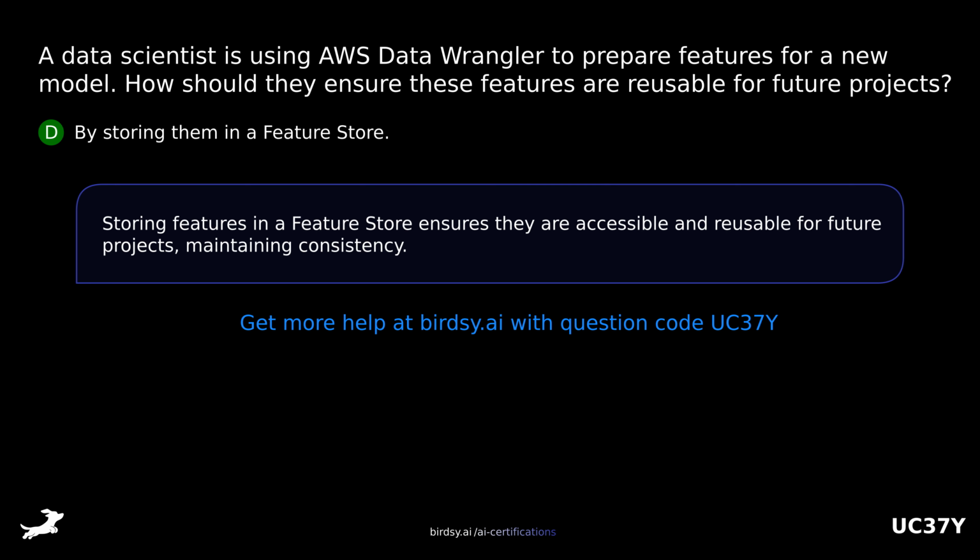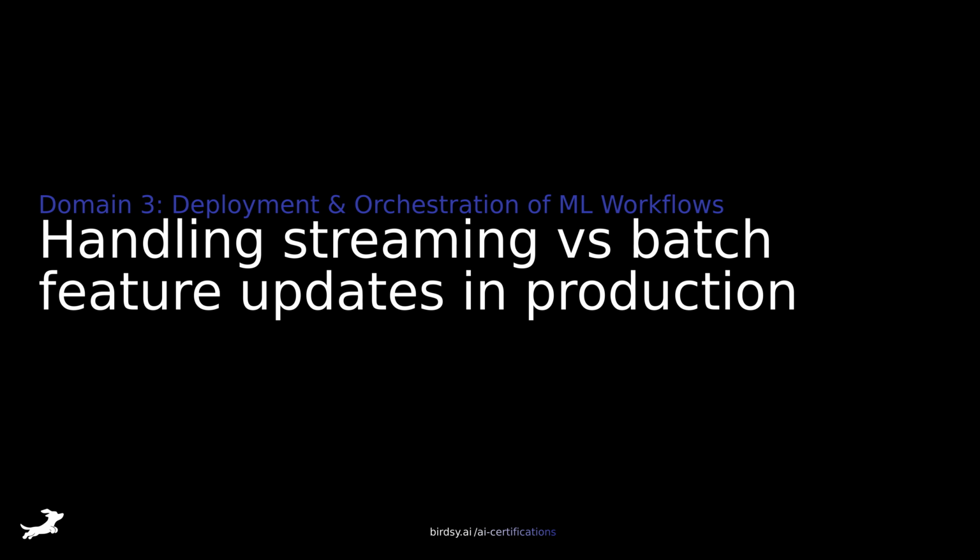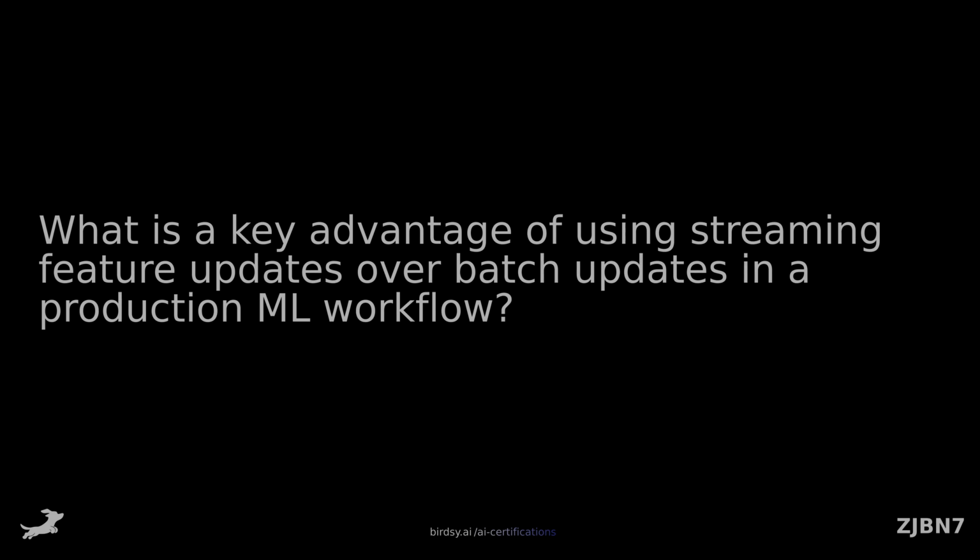Storing features in a feature store ensures they are accessible and reusable for future projects, maintaining consistency. Handling streaming versus batch feature updates in production. What is a key advantage of using streaming feature updates over batch updates in a production ML workflow?